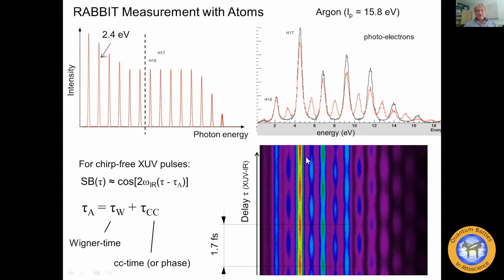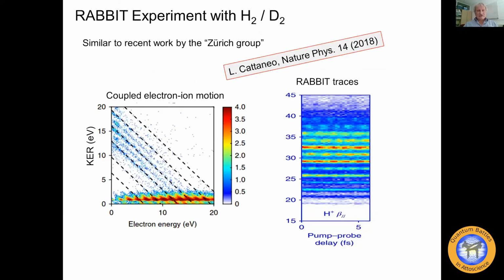And here is a streaking trace of those electrons as a function of the delay. You see the period is 1.7 femtoseconds, 1,000 nanometer laser. And again, now we can look for time shifts by looking at these phases here. Same concept holds. The phase shift is determined by the Wigner time and Coulomb-Coulomb coupling time. Okay, now let's do this with H2.